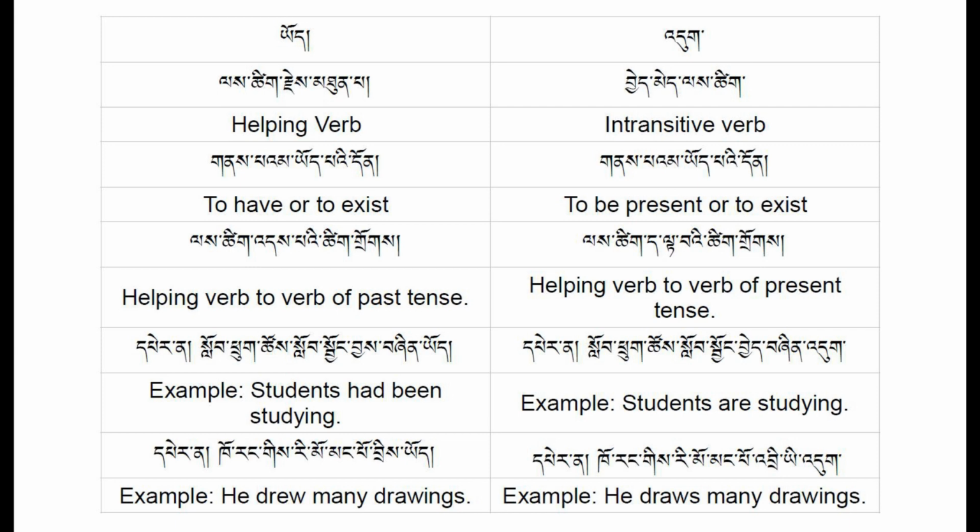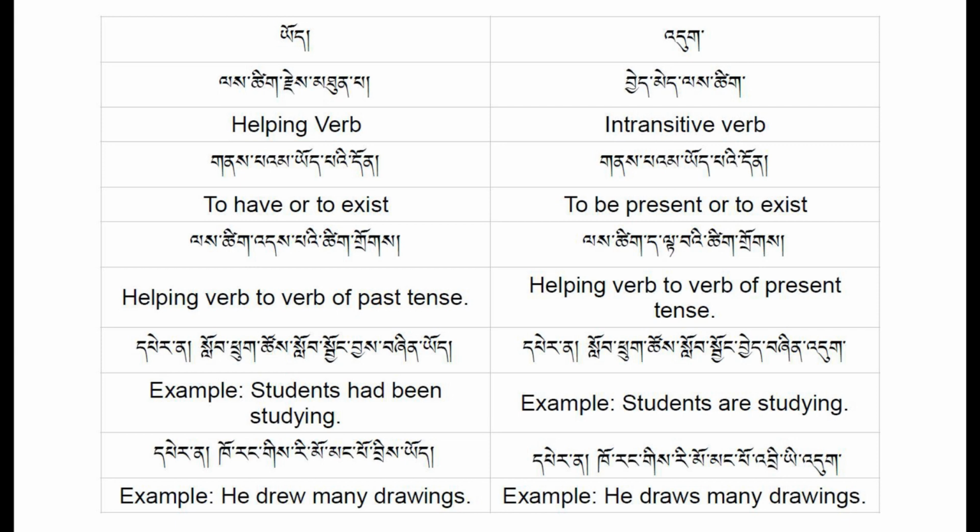He draws many drawings. So it's present simple, and this is past simple. And it is not continuous because we don't have this particular particle shin. If we had shin, it would have been continuous. So this is the difference between ye and duk.